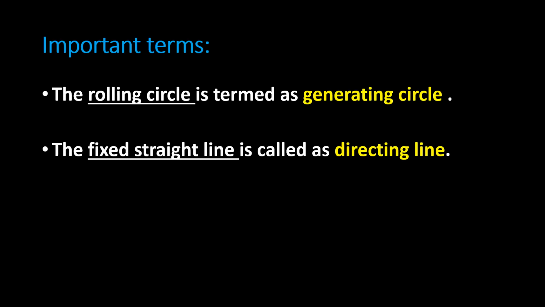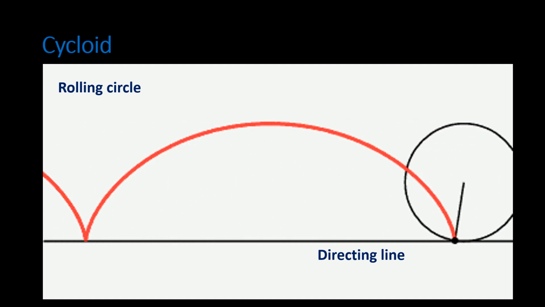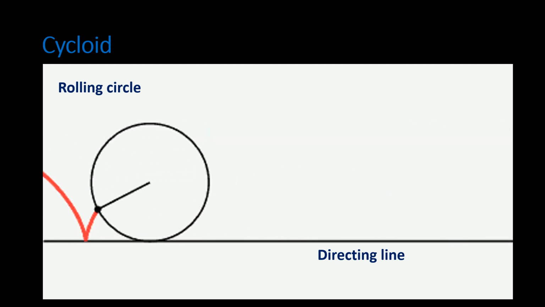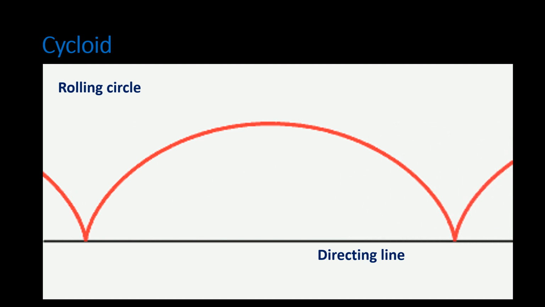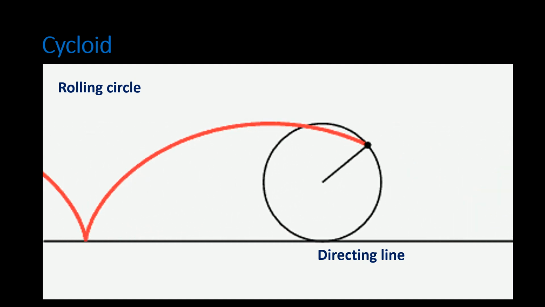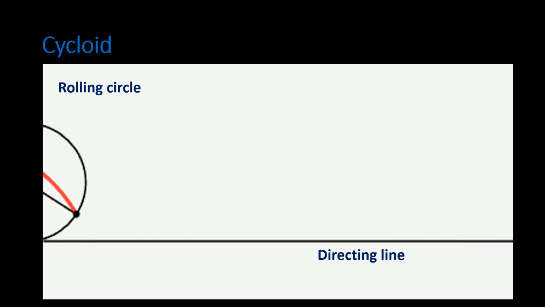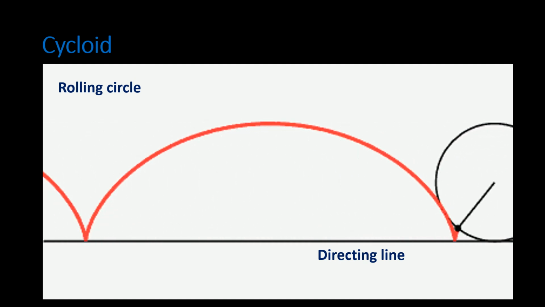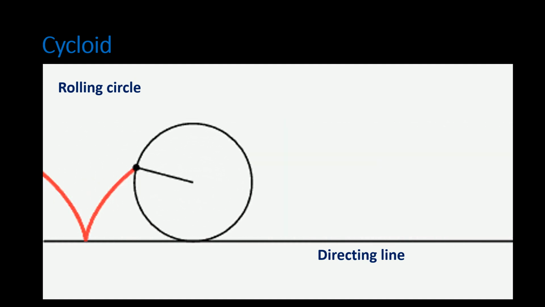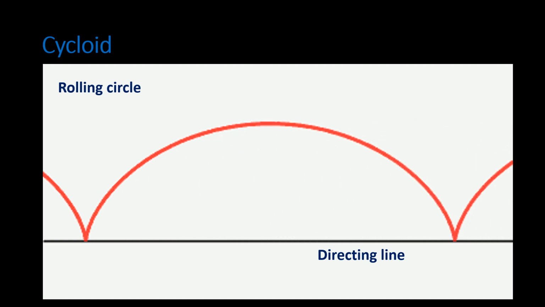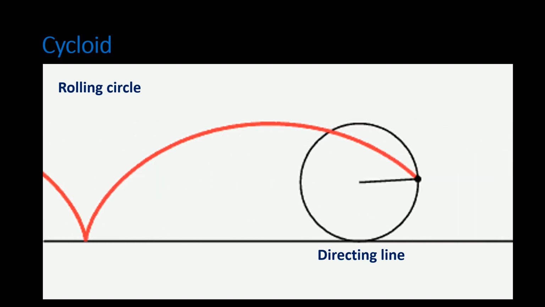Here the rolling circle is termed as a generating circle and the fixed straight line is called a directing line. From this clip you will understand exactly what we are going to draw. So when this particular circle is rotating, one particular point which is present on the circumference of that circle, we are trying to trace the path of that particular point.